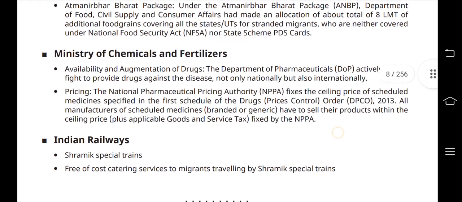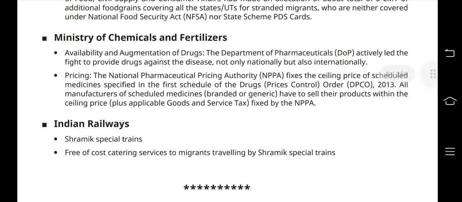Ministry of Chemicals and Fertilizers. Availability and augmentation of drugs: the Department of Pharmaceuticals (DoP) actively led the fight to provide drugs against the disease not only nationally but also internationally.